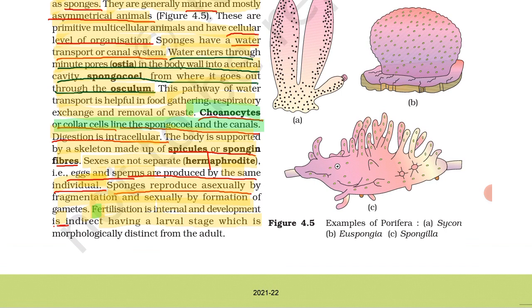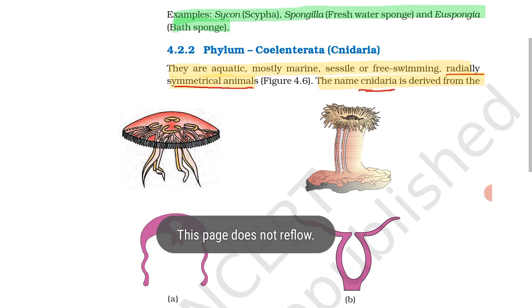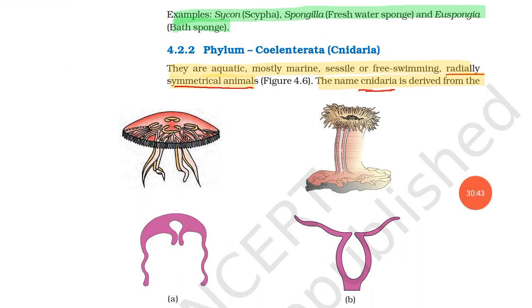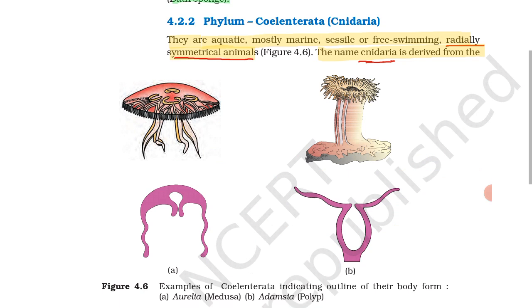We have completed this phylum Porifera. Next is phylum Coelenterata, also called Cnidaria. They are aquatic, mostly marine, sessile or free-living, radially symmetrical animals.